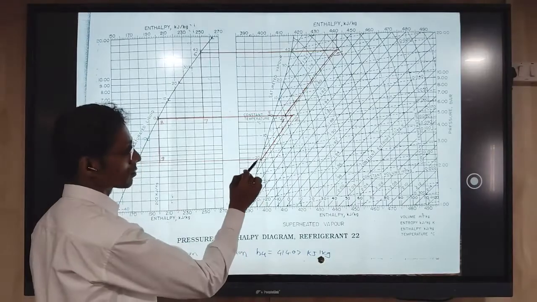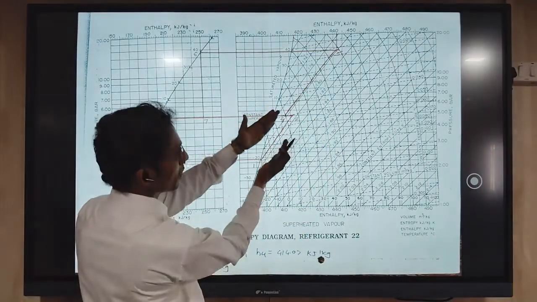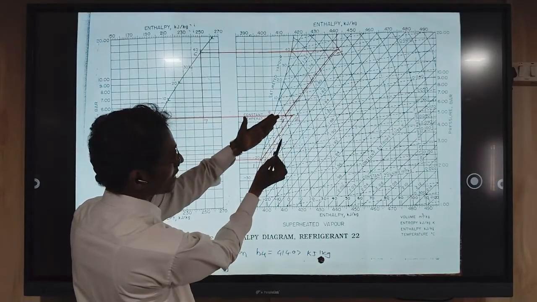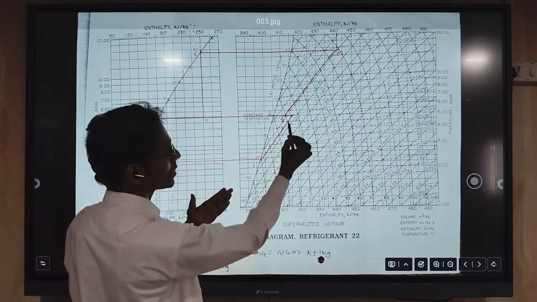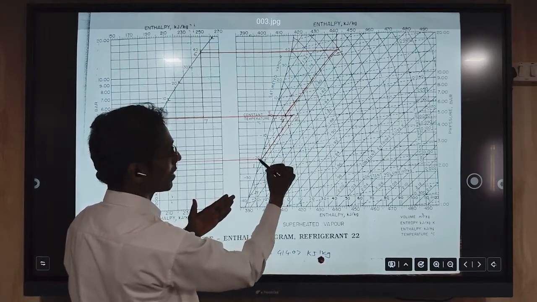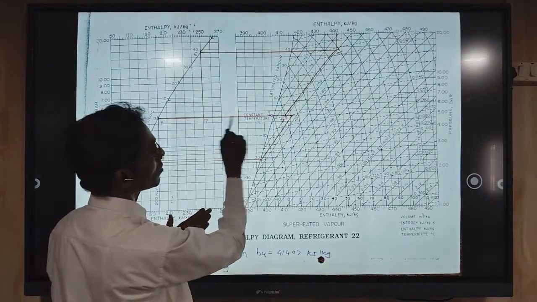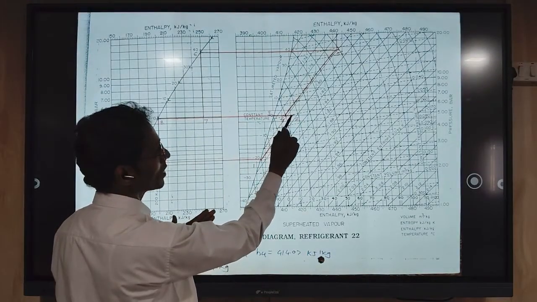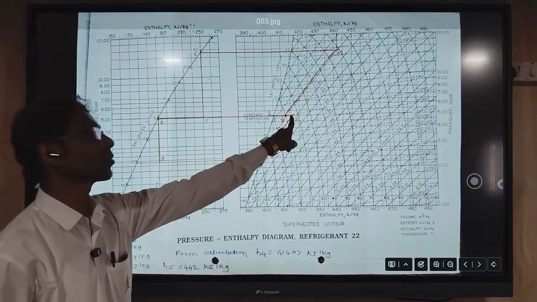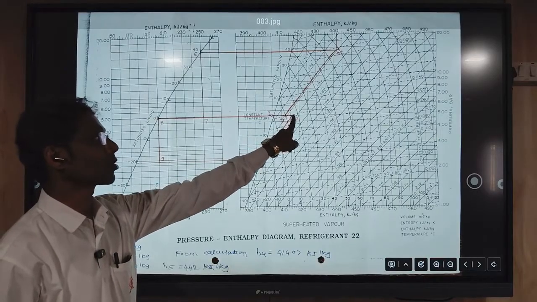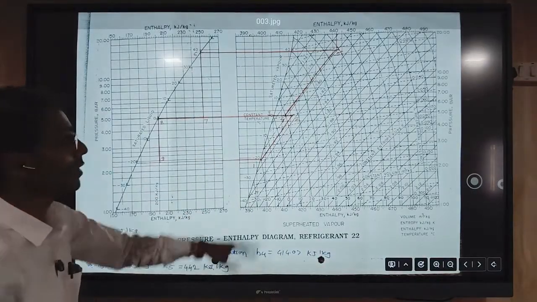Here is point number 1, and through this point these are the isentropic lines. You can take reference from the isentropic lines and draw a curve which is parallel to the isentropic line till it intersects the intermediate pressure line. The intersection point will be the exit of compressor 1, the low pressure compressor, point number 2. In this way you can locate the points.